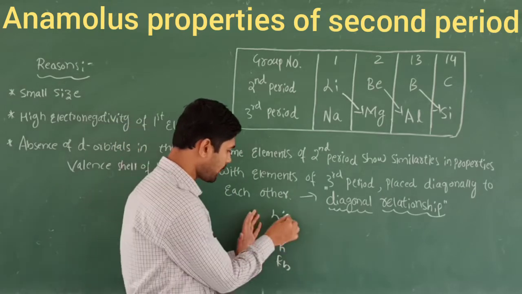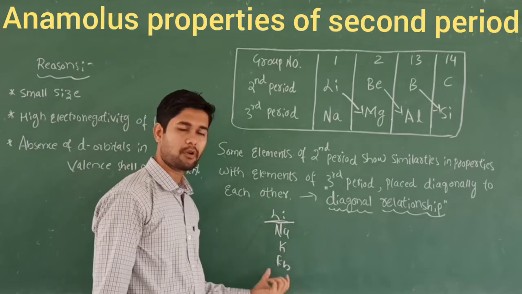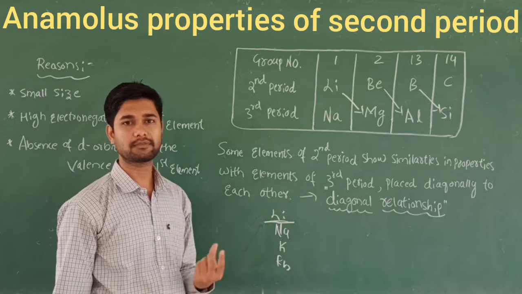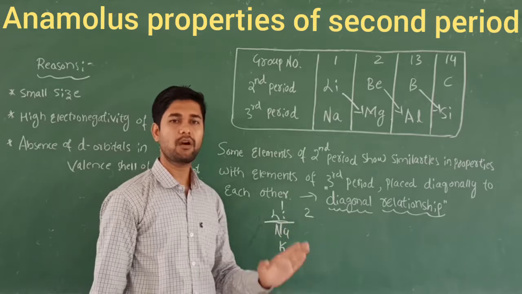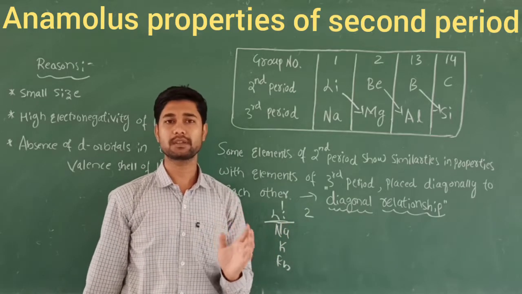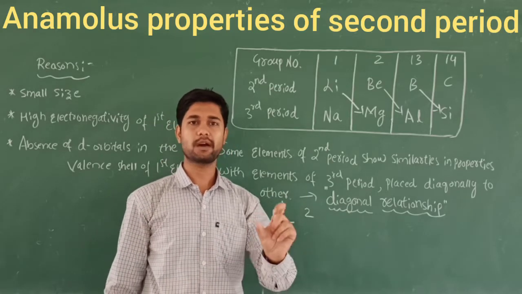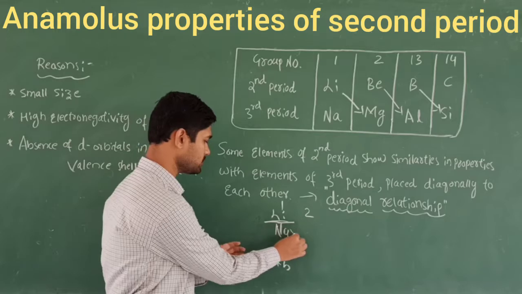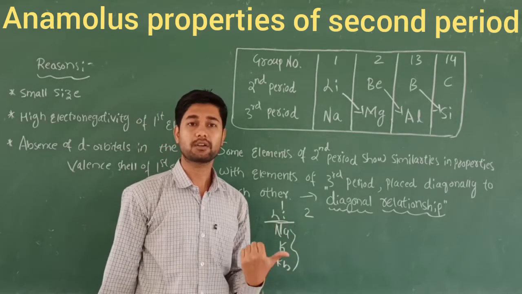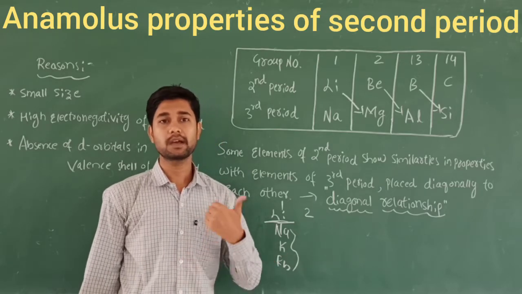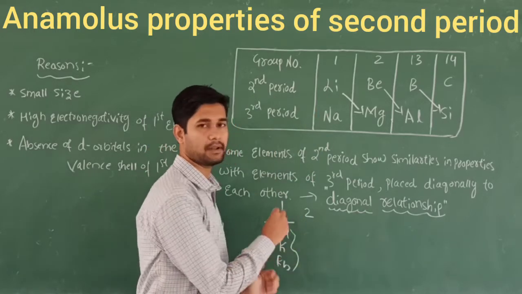So what happens among these elements? Lithium differs in properties from the other elements. One of the main properties I told you is that group 1 and group 2 elements always show ionic bonding, or they form ionic compounds. But lithium does not form ionic compounds; instead it forms covalent compounds. Like this, it differs from the elements of its respective family.